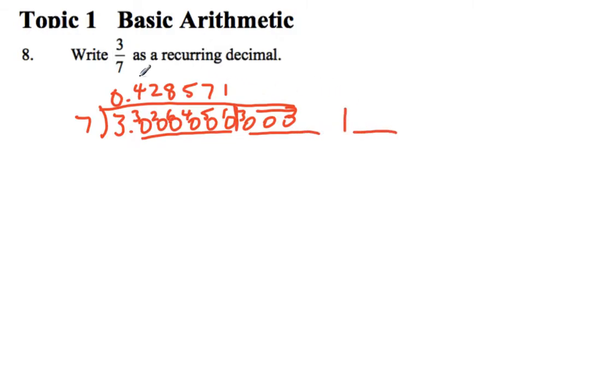So what we can do now is be confident that this section we've done so far is going to repeat, and we indicate that by putting a dot there and a dot there. So our final answer, this as a recurring decimal, is 0.428571 with a dot at each end there. That's how we write that as a recurring decimal. Pretty ugly example, but that's how we do that. We divide the bottom into the top, and where we see that it repeats, we just put those repeating signs up there.